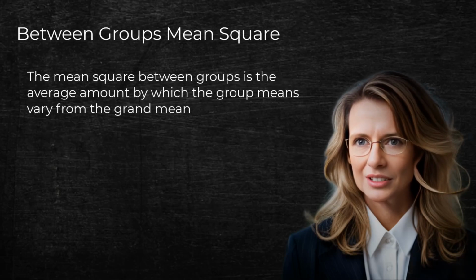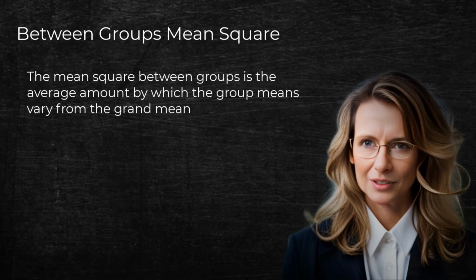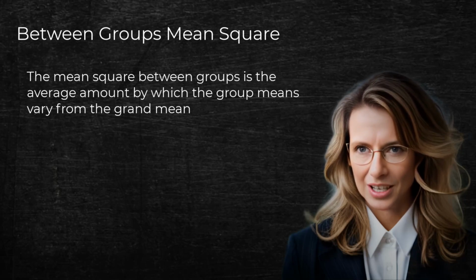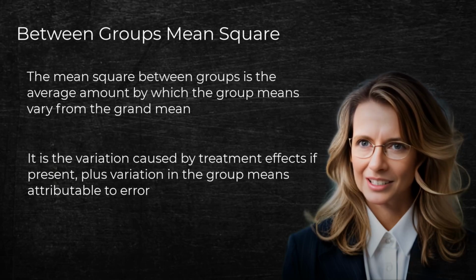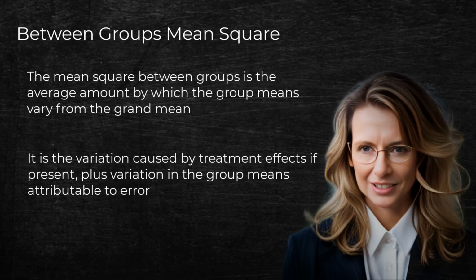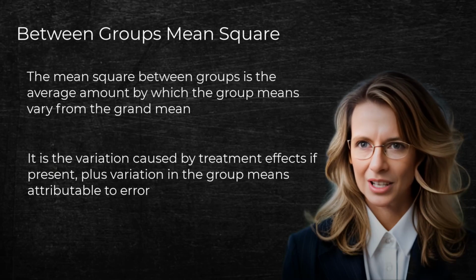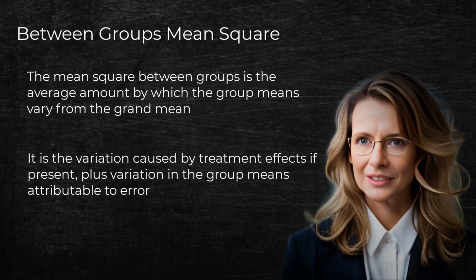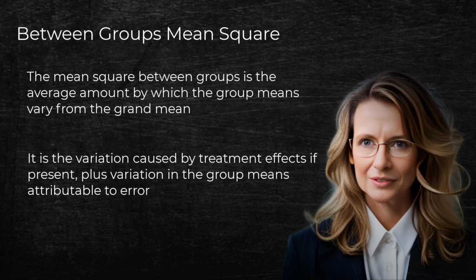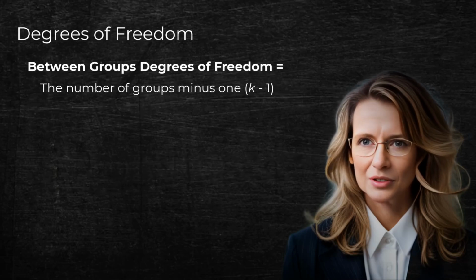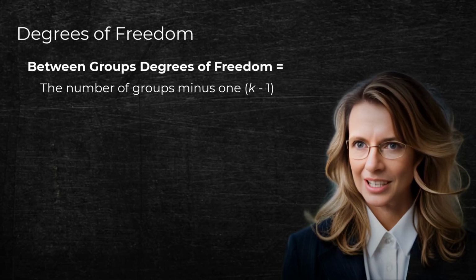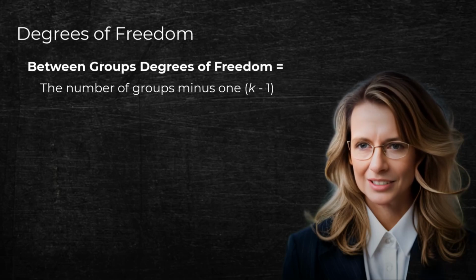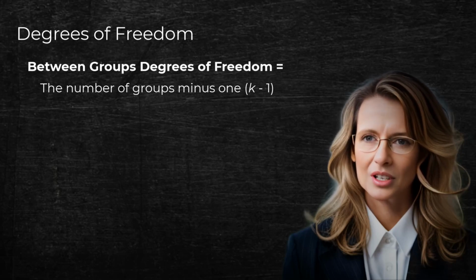The mean square between groups is the average amount by which the group means vary from the overall or grand mean of the data. As we have previously said, it quantifies the amount of variation in the data that is caused by treatment effects, if they are present, plus variation among the group means that is attributable to error. Here are the degrees of freedom for each of those sources of variation. The between groups degrees of freedom are equal to the number of groups minus 1. So, if there are 3 groups in the study, usually symbolized by k, the between groups degrees of freedom would be equal to k minus 1, which equals 2.